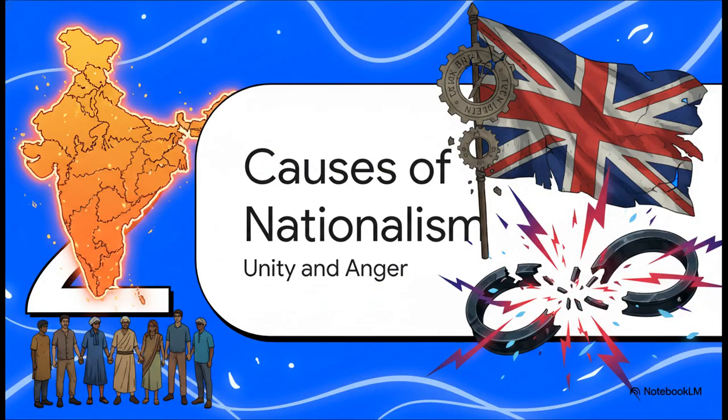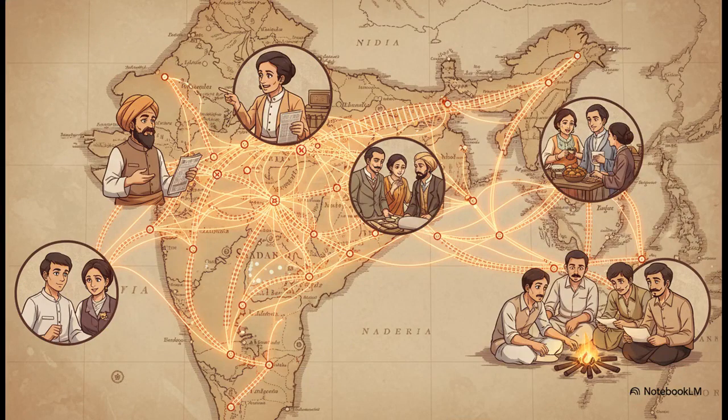So, how did that happen? How did a foreign power's rule lead to a feeling of national unity? Well, it turns out the British themselves, totally by accident, laid the groundwork for their own opposition. It's a classic case of unintended consequences, where the tools they used for control actually ended up planting the seeds for a national awakening. And this slide just captures that irony perfectly.